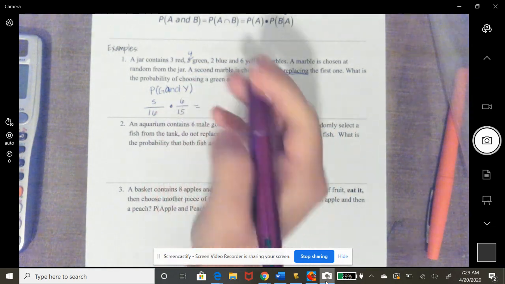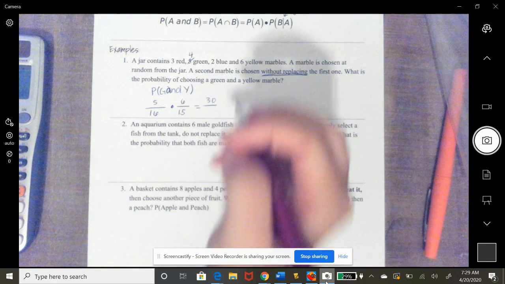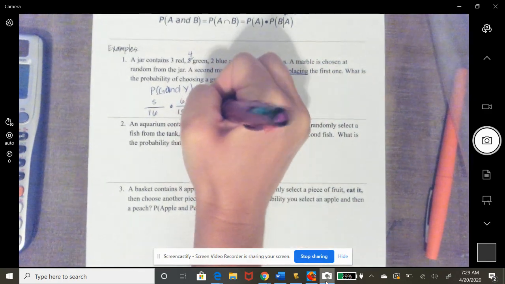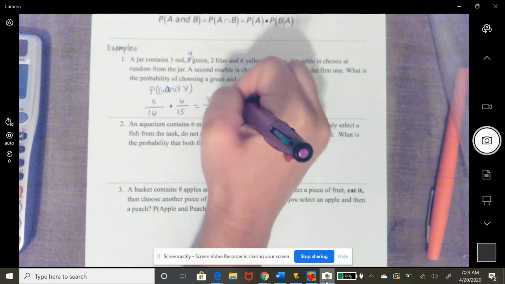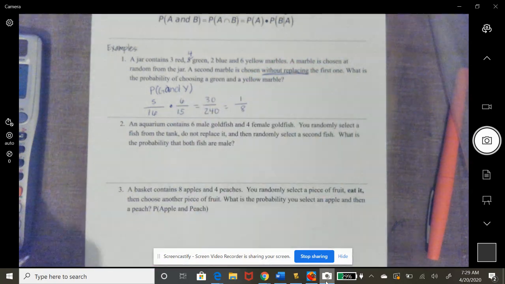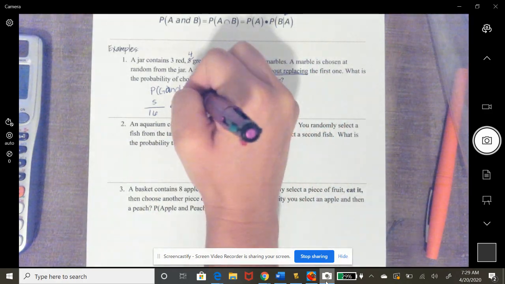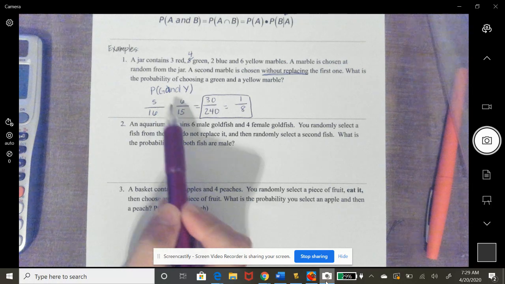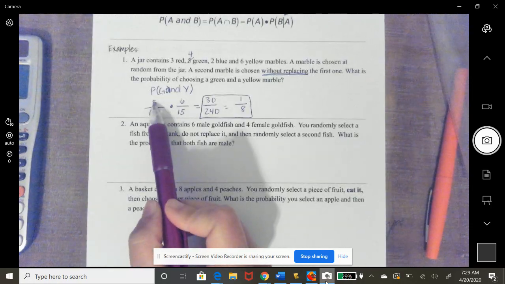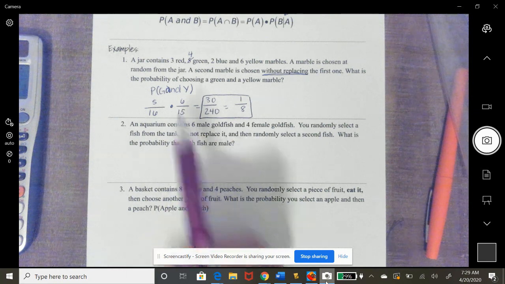So 5 times 6 is 30. 16 times 15, you'll get some big numbers here, is 240. And then if you want to reduce that, you can. That would be 1 over 8. If you have a calculator, you could obviously just type this in, but if you don't, you just multiply straight across. 5 times 6 and 16 times 15.